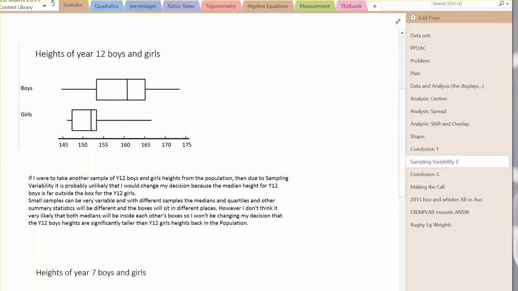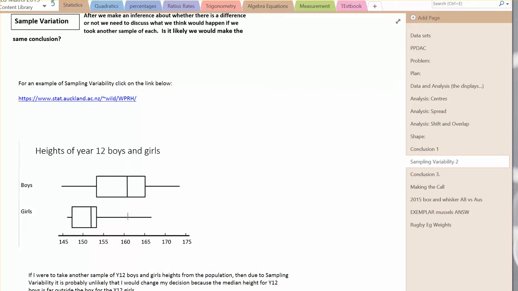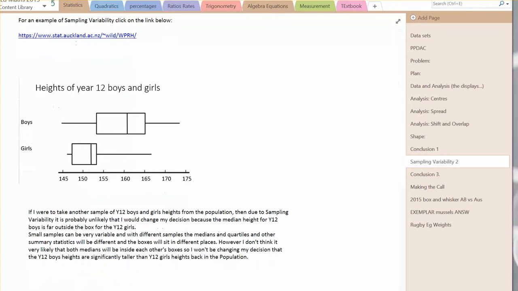Small samples can be very variable, and with different samples the medians and quartiles and other summary statistics will be different. The boxes will sit in different places. However, with this example here, I don't think it likely that both medians will be inside each other's boxes, so I won't be changing my decision. Because what would have to happen for us to claim that there is no significant difference and change the decision we've just made, is that both medians would have to move inside each other's boxes. It seems fairly unlikely based on these particular samples.